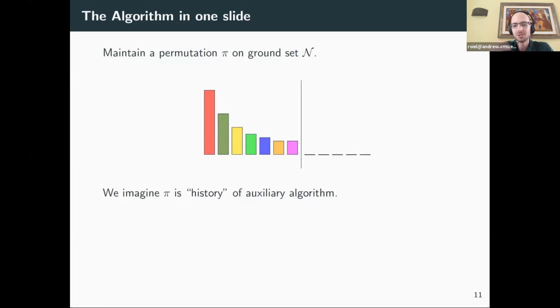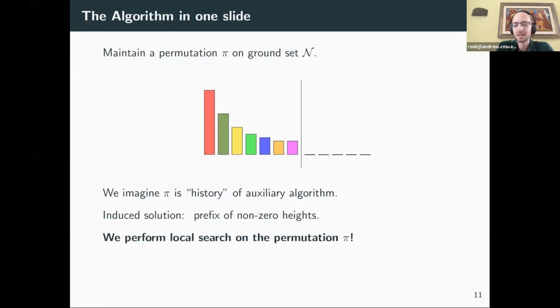We imagine that this permutation pi is the history of some auxiliary algorithm. So this auxiliary algorithm picked the red element first, then the dark green one, then the yellow, and so on and so forth. And the vertical bars here denote the marginal coverage, the marginal extra gain in the function value f of each element that the algorithm selects, given what came before it in the permutation. So given such a permutation, this automatically induces a solution to the problem at hand, which is just the prefix of this permutation where the heights in this diagram are non-zero.